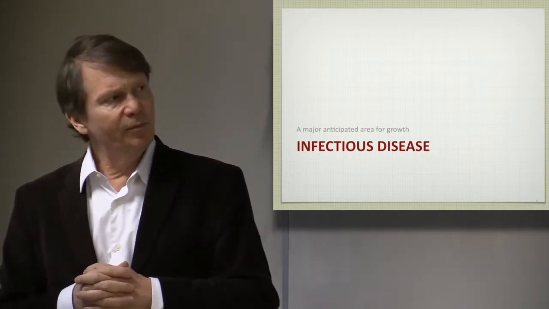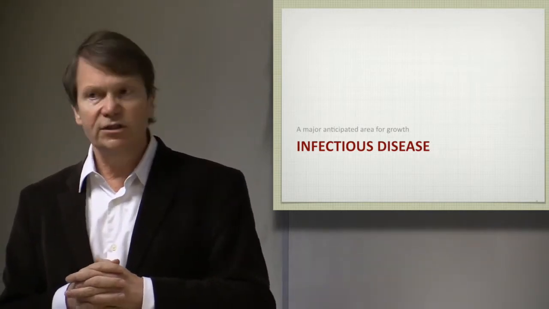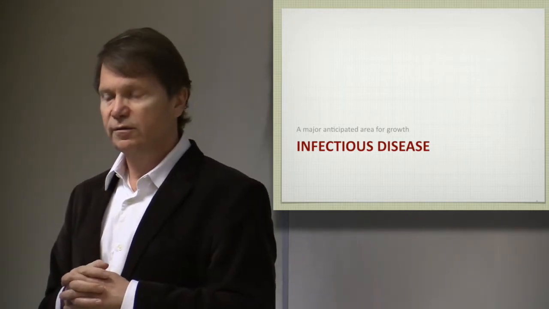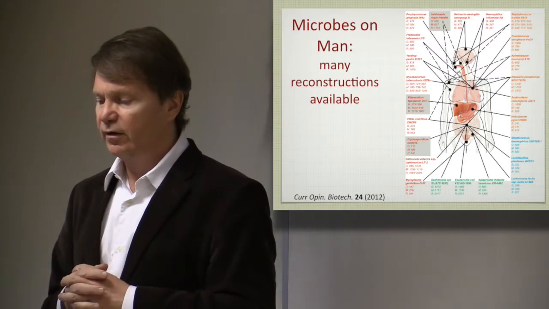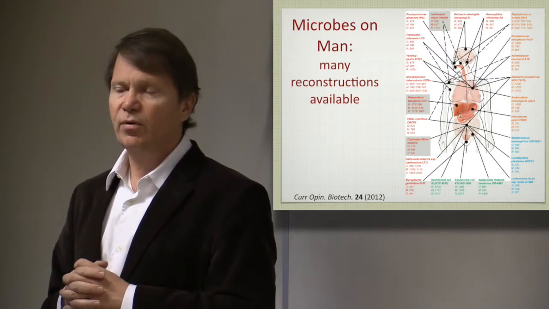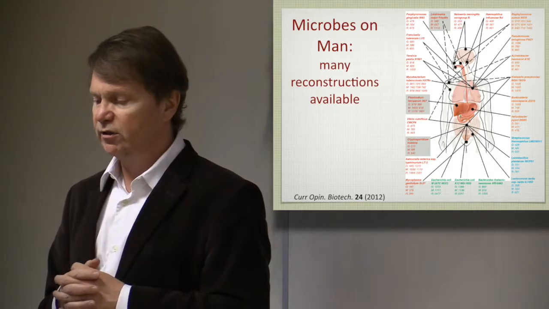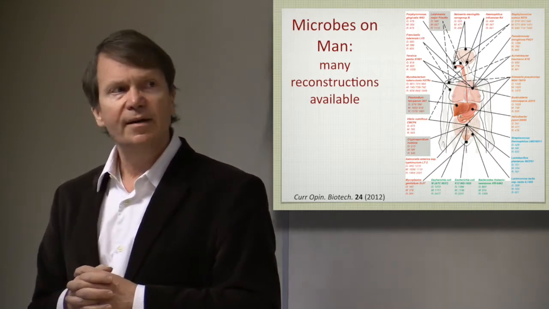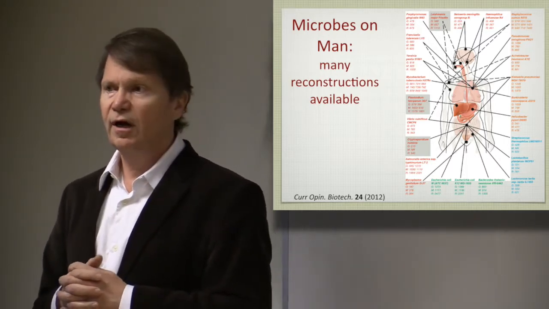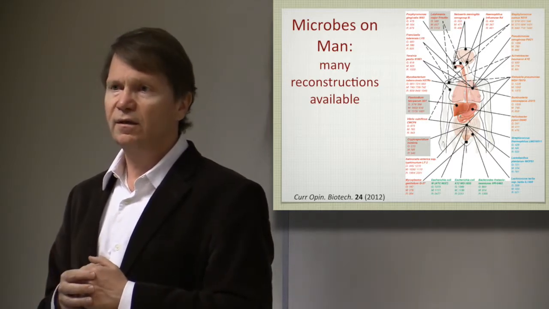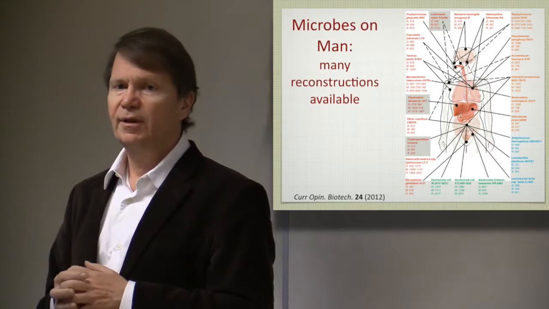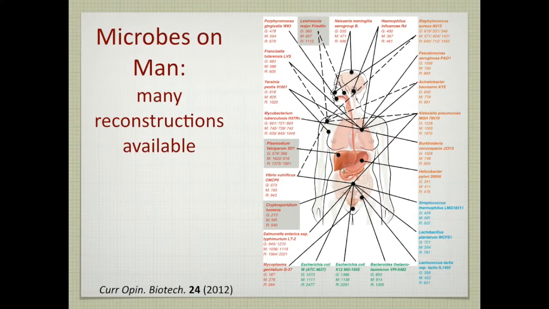Let me talk a little bit about infectious disease and human pathogens. I believe that this is an area that is very ripe for rapid progress for this type of systems biology. There are many, many microbes that live on human beings and in human beings. Most of them are commensal. They live in harmony with us, but a subset of them are pathogenic. And if they go out of control, bad things happen.